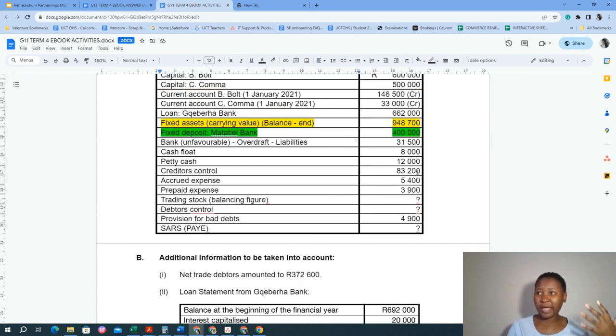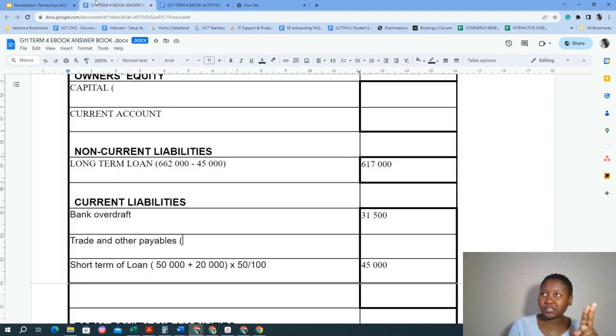Okay, what else do I have in terms of my liabilities? I'm looking at everything that I'm owing, but I can pay within the next 12 months. It's like, okay, I have my creditors control, I have my accrued expenses. So why accrued expenses?